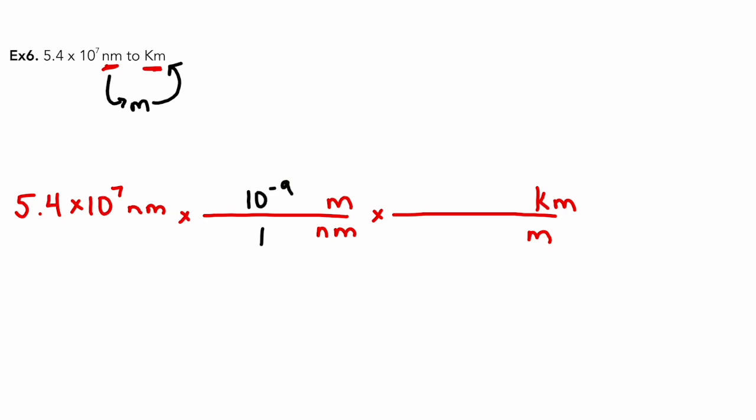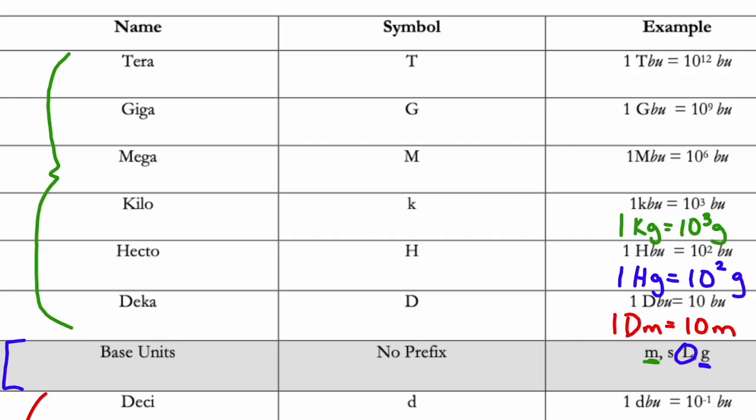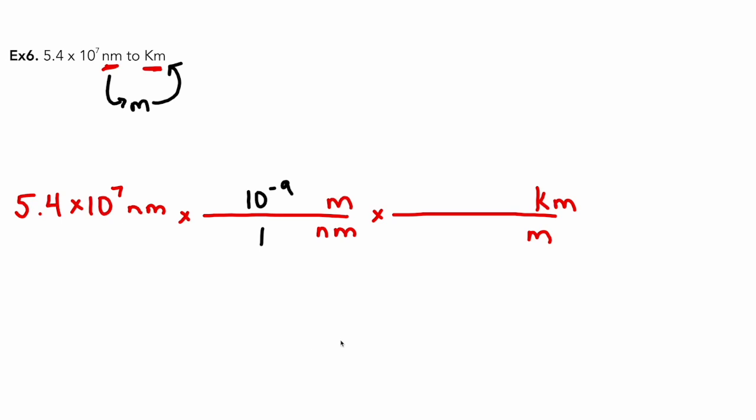And then I have to put the relationship between kilometers and meters. 1 kilo, now my base unit is not grams, my base unit is meters. So 1 kilometer is 10 to the third meters. I'm going to plug that in as well. 1 kilometer is 10 to the third meters. Now I just have to do my math.